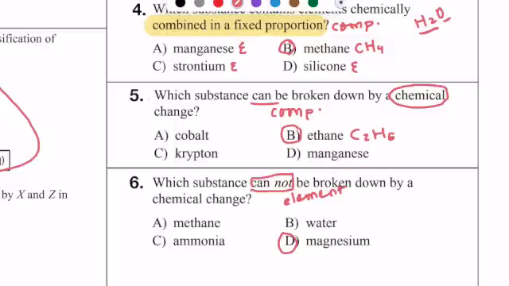Methane, ammonia, and water: you should ideally remember the formulas for these things. Methane, as I already mentioned, is CH4. Ammonia is NH3, that's your ammonia gas. And water is H2O.